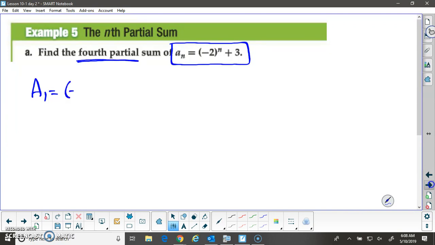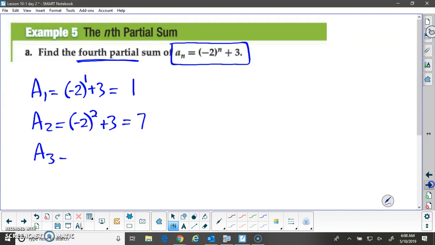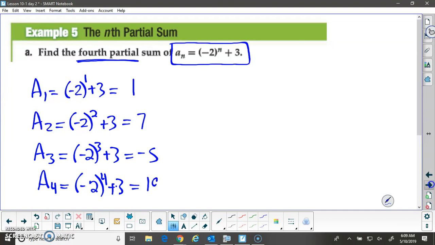The first term would be found by putting 1 in for n, and that would give us 1. Second term is found by putting 2 in for n, and that would give us 7. Third term is found by putting 3 in for n, and that would give us negative 5. And then the fourth term is found by putting 4 in for n, and that would give us 19. And so your partial sums would be the sum of your first 4 terms. So S sub 4, the fourth partial sum, would represent 1 plus 7 plus negative 5 plus 19. And so our fourth partial sum would be 22.